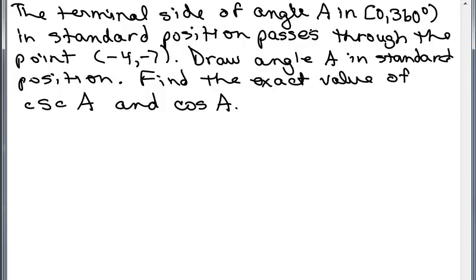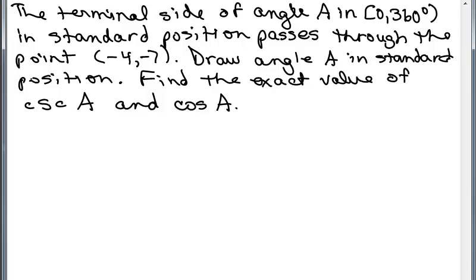The terminal side of angle A in the interval 0 to 360 degrees in standard position passes through the point (-4, -7). Draw angle A in standard position and find the exact value of cosecant A and cosine A.